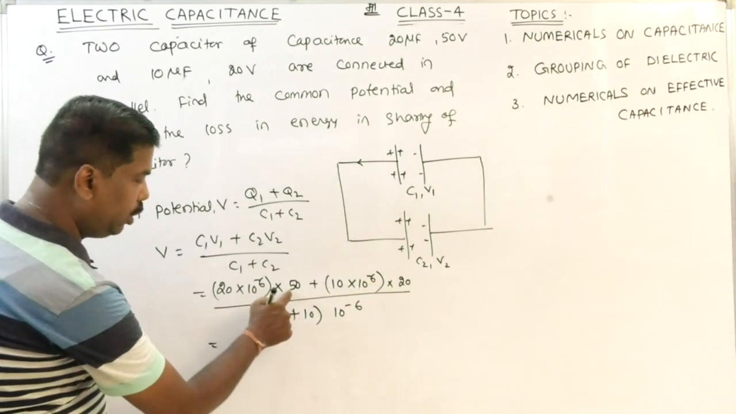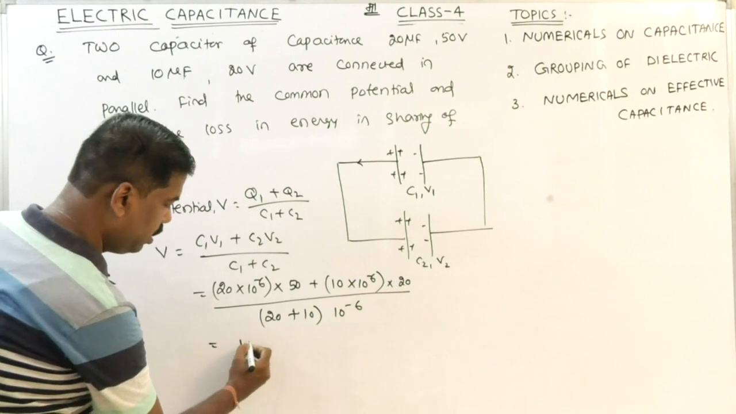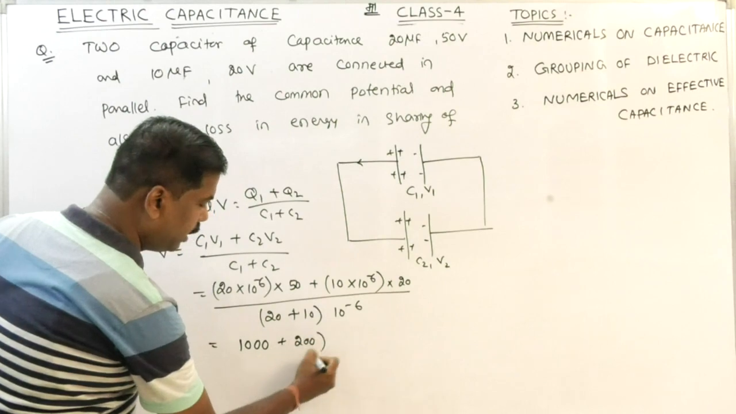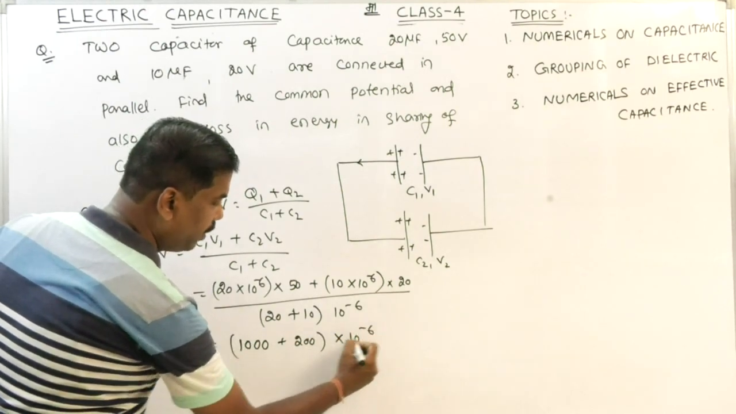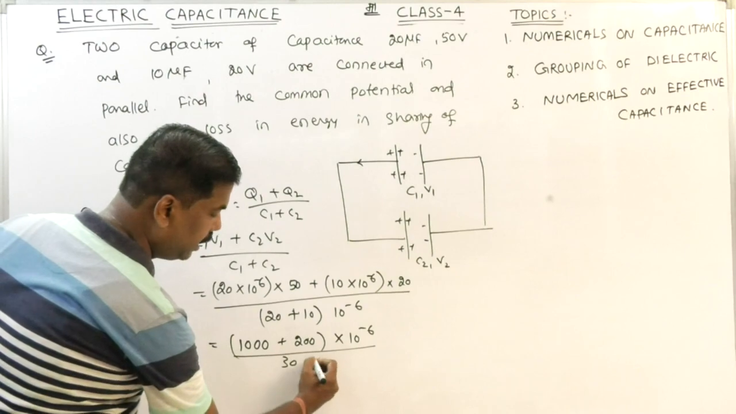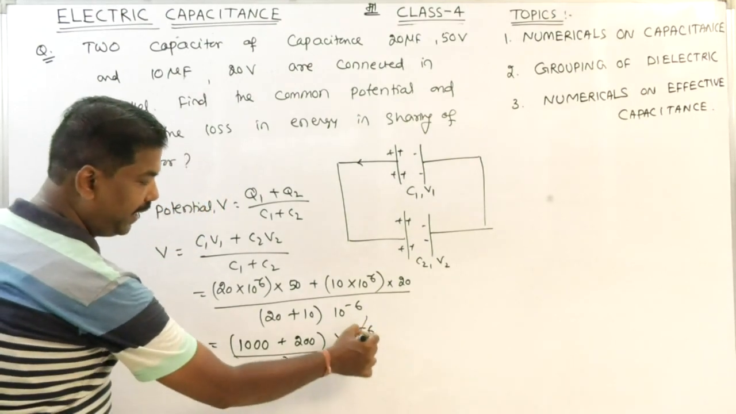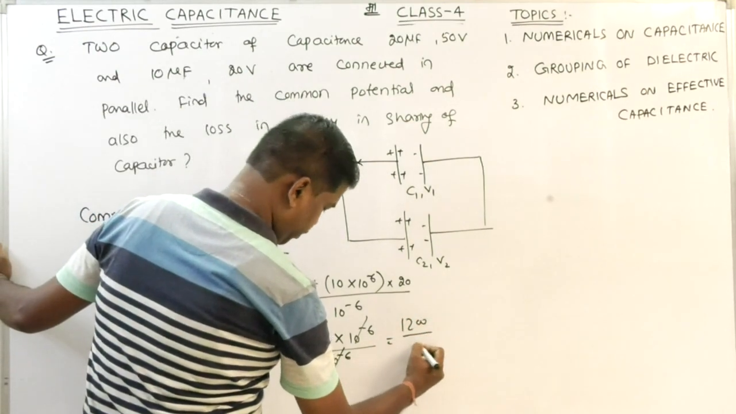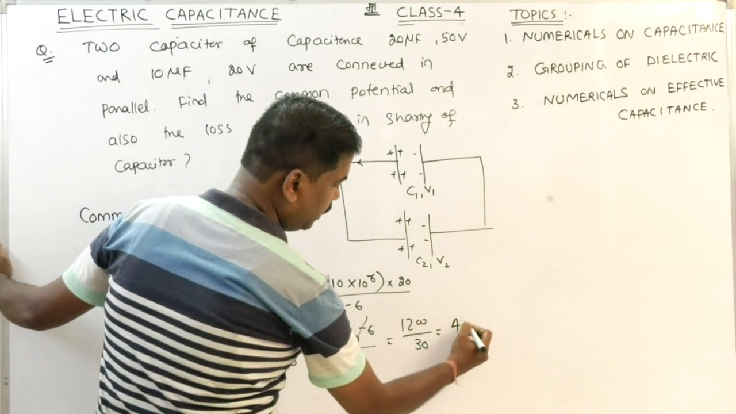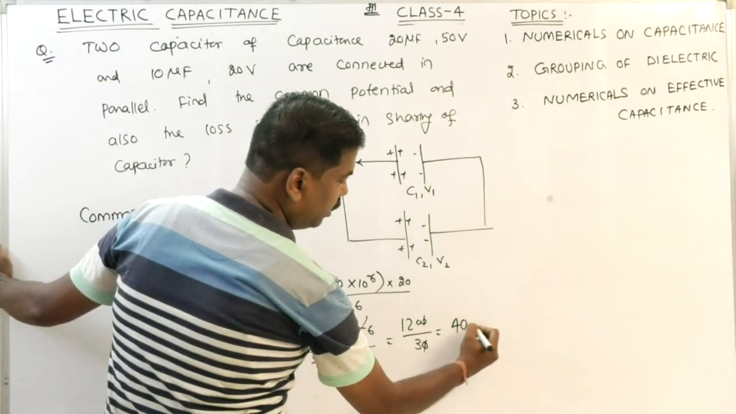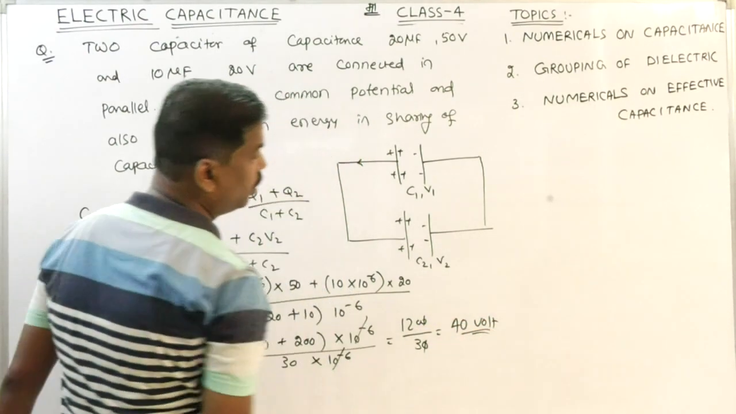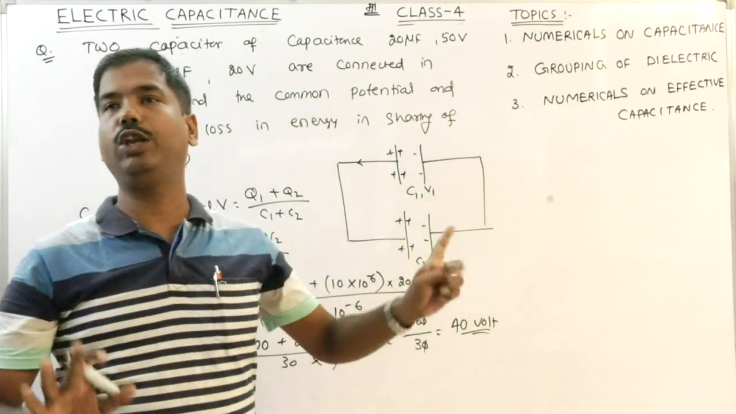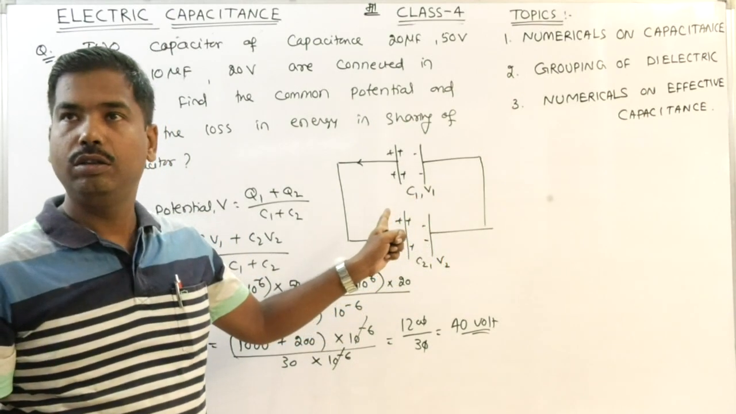Listen to me. 10 to the power minus 6 taken common. 20 into 50, that is 1000. 20 into 10, that is 200, into 10 to the power minus 6, whole by 30 into 10 to the power minus 6. So minus 6 cancel each other. It is found to be 1200 by 30, that is 120 by 3, that is 40 volt, that is the common potential. When the two capacitors acquire 40 volt, then there is no more sharing of charge. Clear?